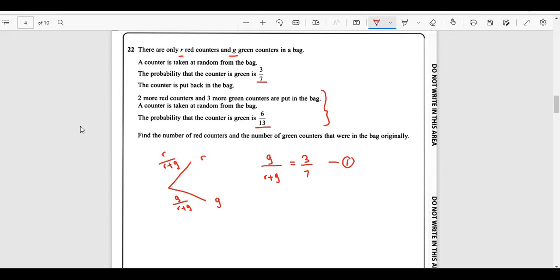I'm confused. Okay, it's okay. Let's do it together. Okay. Are you clear with the first equation? Yeah. Okay. Let's talk about the second scenario now.